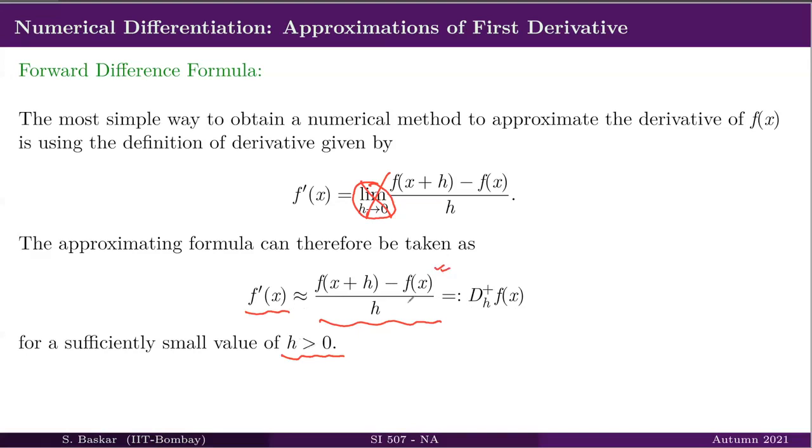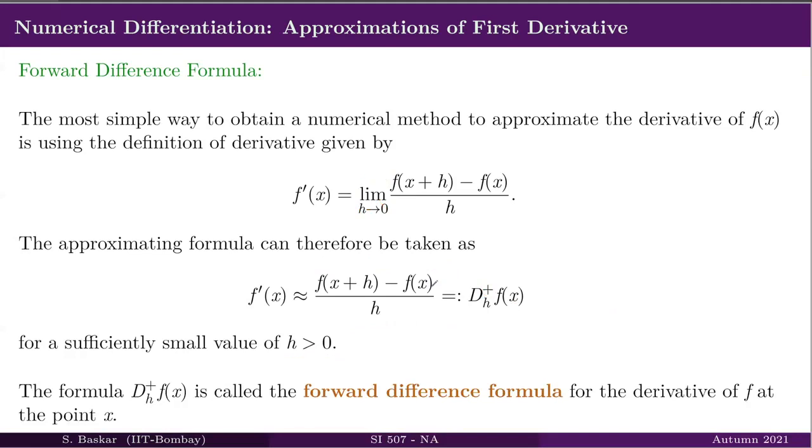So let us denote this formula by D h plus f of x. Note that you will be given an x and an h. Once these two parameters are given to us, we consider f of x plus h minus f of x divided by h as the formula to approximate f dash of x, right? That is why we have h and x in our notation, and this plus denotes that we are considering this particular formula, and it is called the forward difference formula for approximating f dash of x.